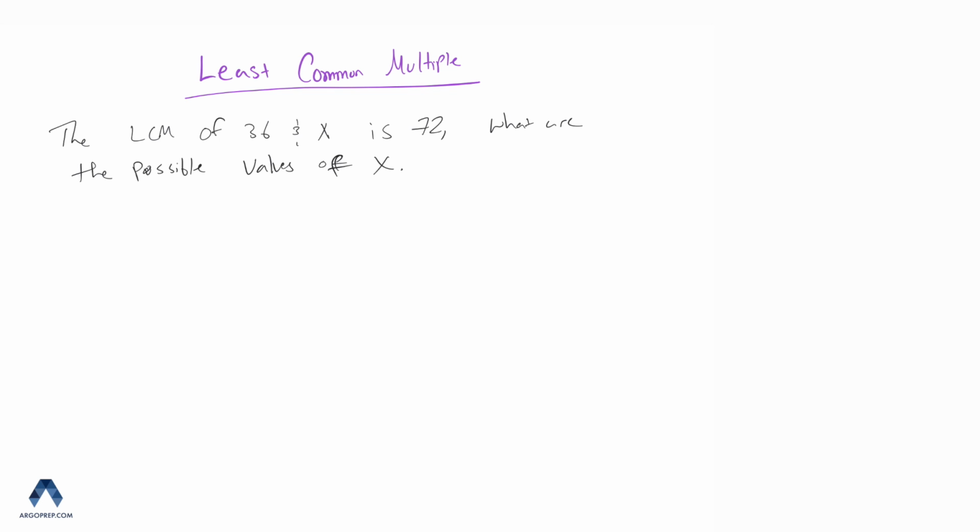The least common multiple of 36 and x is 72. What are the possible values of x? Right off the bat, it seems like, whoa, what's going on over here? I'm not used to this kind of question. We just went over easy questions. This isn't fair. Well, it is fair. Think about it. You can go ahead and apply the concepts that you've learned. Let's see how to approach this problem.